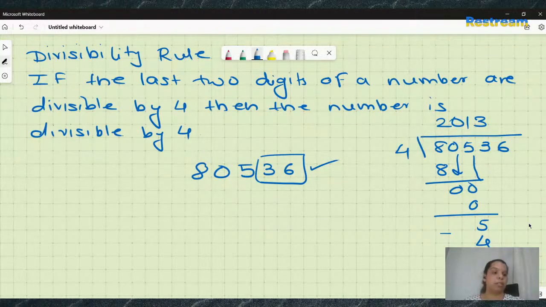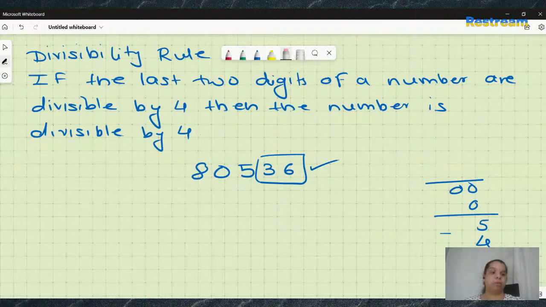And then 1 and 16, so times 4. Yes, it is perfectly divisible by 4. We can always check it this way, but it is divisible by 4. So the rule proves it.